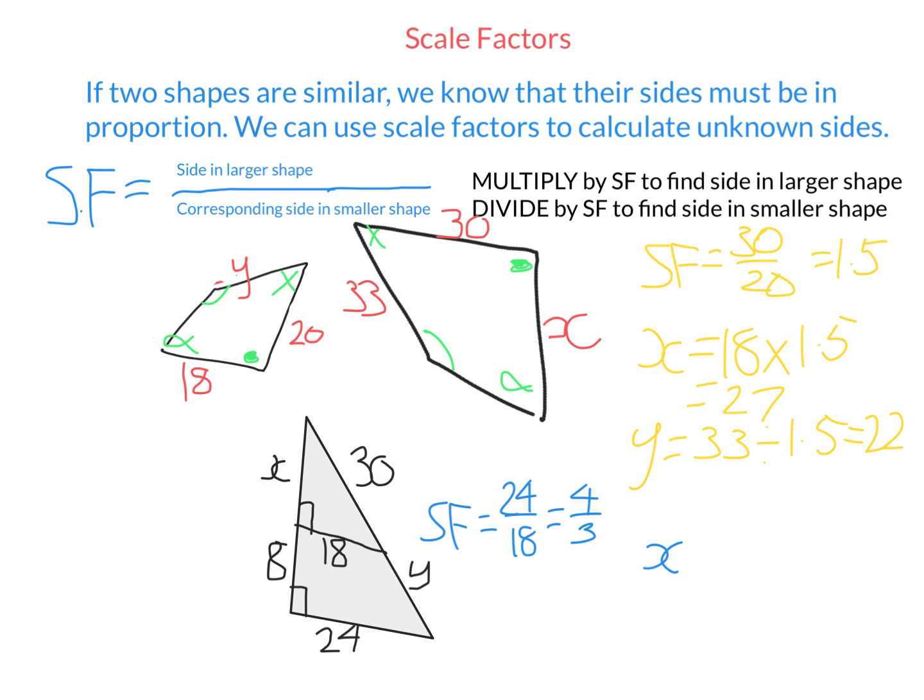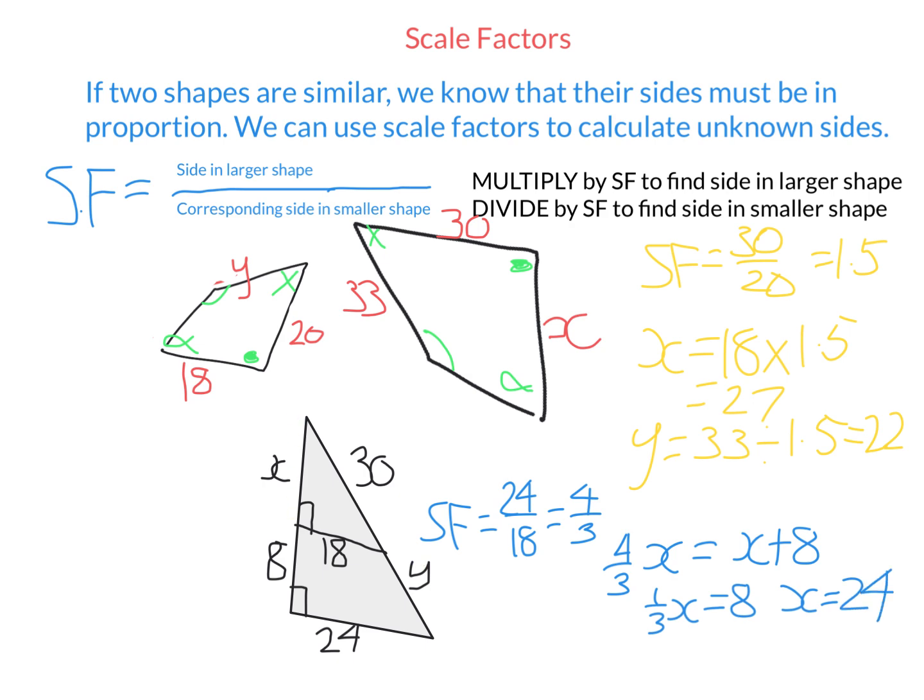So because x is in the smaller shape, I times by the scale factor. So if I times x by the scale factor, I get the length of the side in the larger shape. To solve this equation, subtract 1x from both sides. So 4 over 3 minus 1 is 1 over 3. So I get 1/3 of x equals 8. X equals 8 divided by 1/3, which is 24. So this length here must be 24.